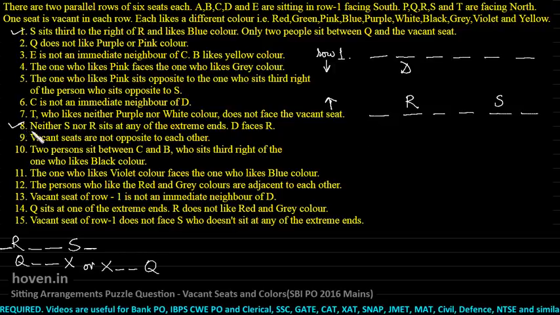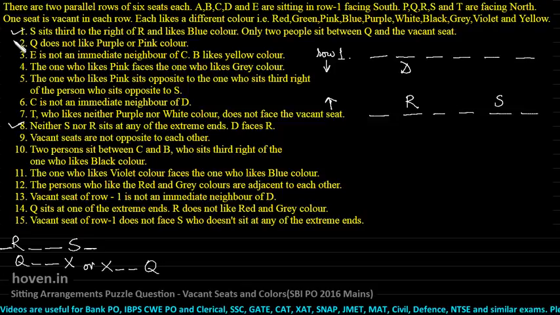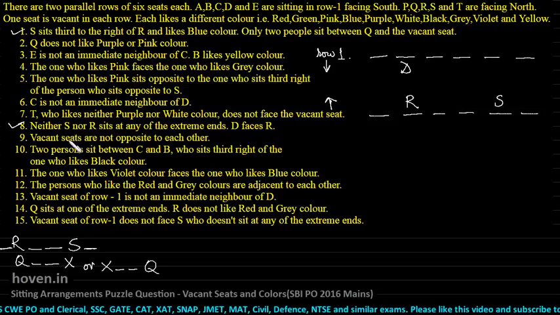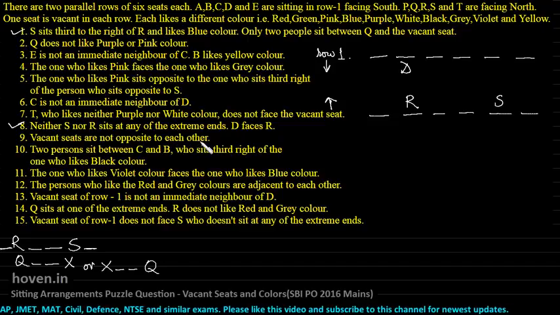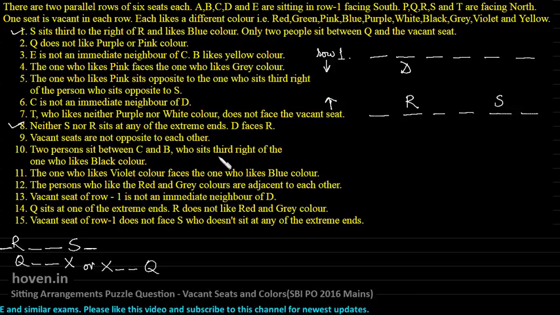I know that in your examination you won't have the ability to tick mark them, but for the purposes of explaining and cutting short the video time, I am just ticking mark them so that I don't read them over and over again. Vacant seats are not opposite to each other. Nothing can be done. 2 persons sit between C and B. Who sits third right of the one who likes black color? Let us see what can be done about this one.